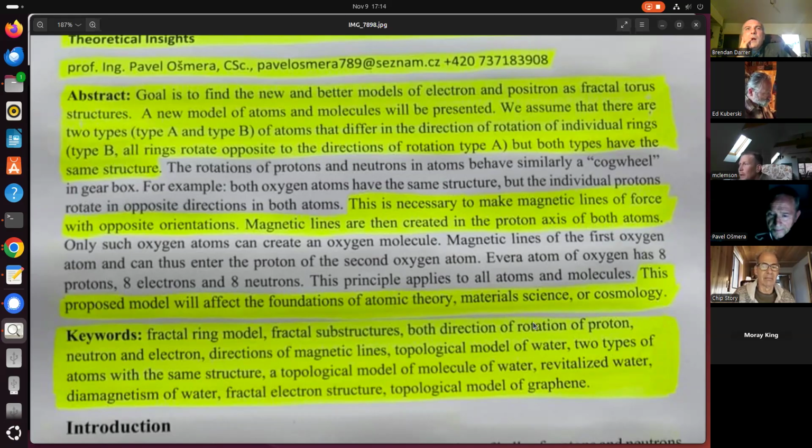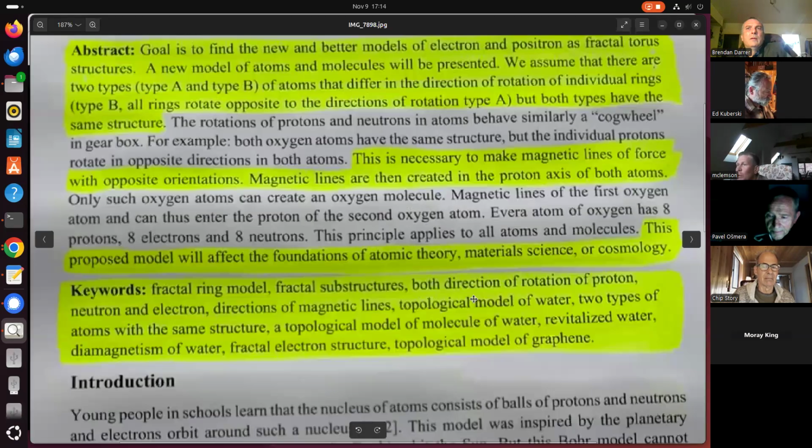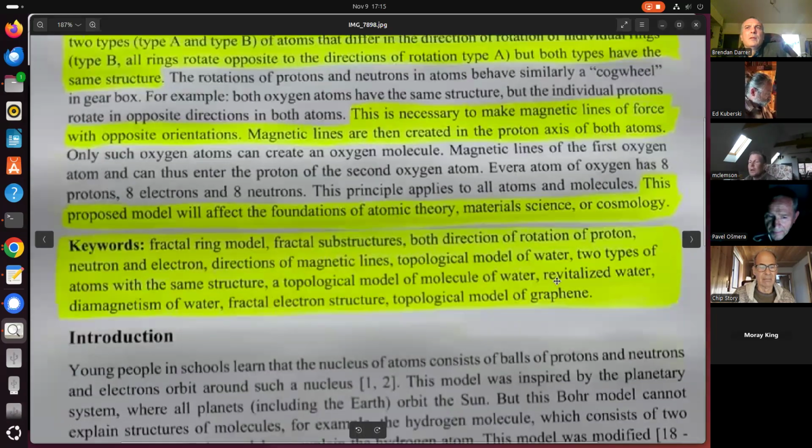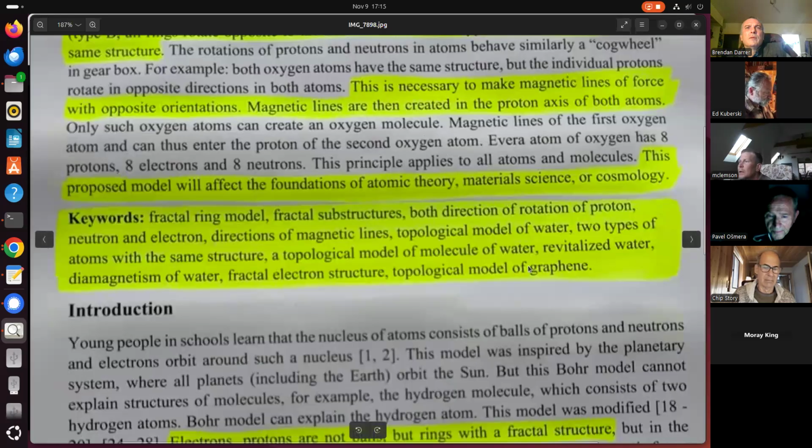This is necessary to make magnetic lines of force with opposite orientations. Magnetic lines are then created in the proton axis of both atoms. Only such oxygen atoms can create an oxygen molecule. Magnetic lines of the first oxygen atom can thus enter the proton of the second oxygen atom. Every atom of oxygen has 8 protons, 8 electrons, and 8 neutrons. This principle applies to all atoms and molecules.